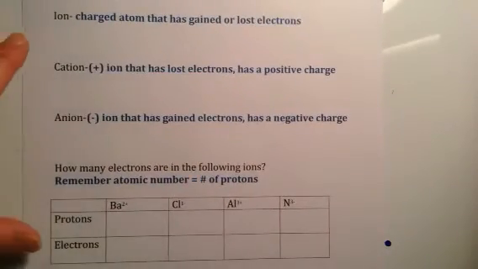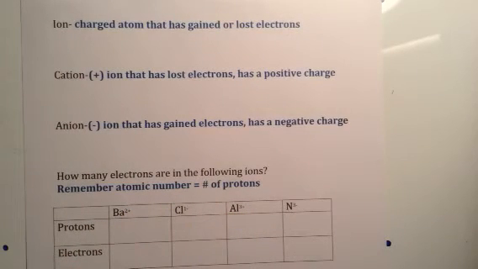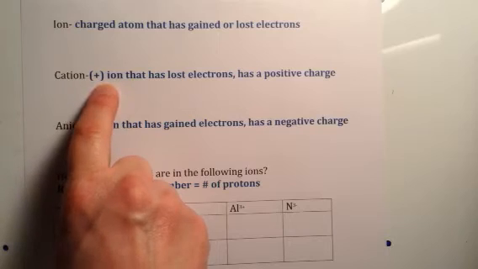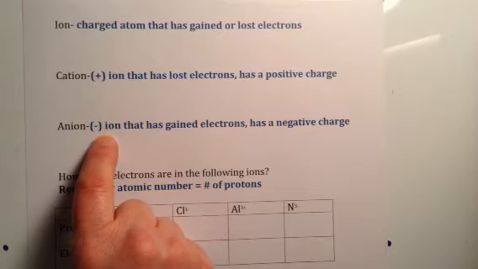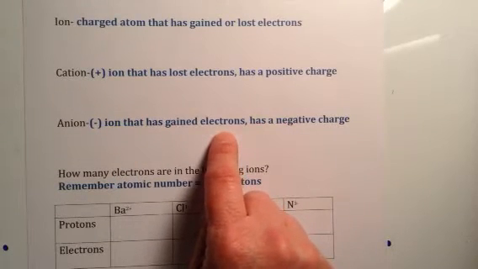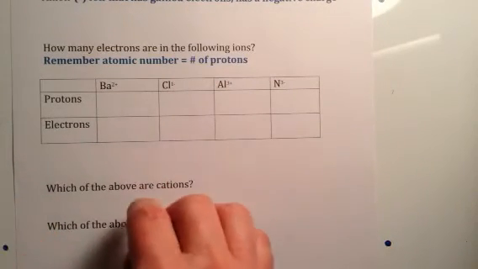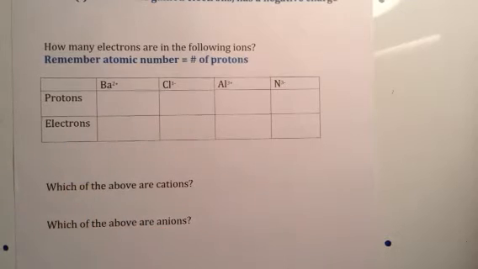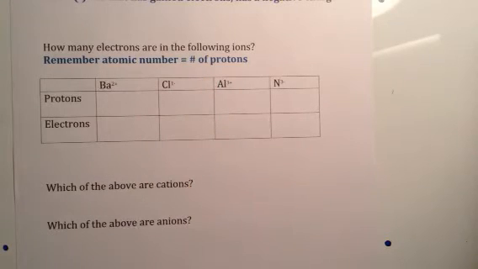We learned a new term for this unit, and that was ion. An ion is a charged atom that has gained or lost electrons, where a cation is a positive ion that has lost electrons. An anion is a negative ion that has gained electrons. It has a negative charge. So we had done the examples in class of trying to figure out how many protons and electrons are in an ion. It's helpful to remember that the atomic number will always equal your number of protons.